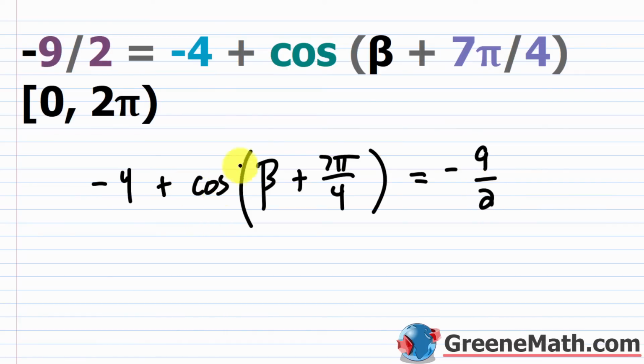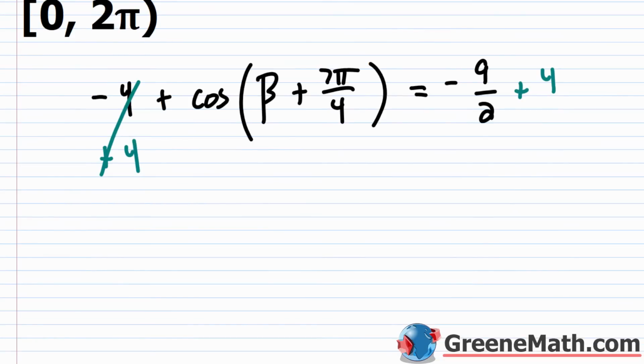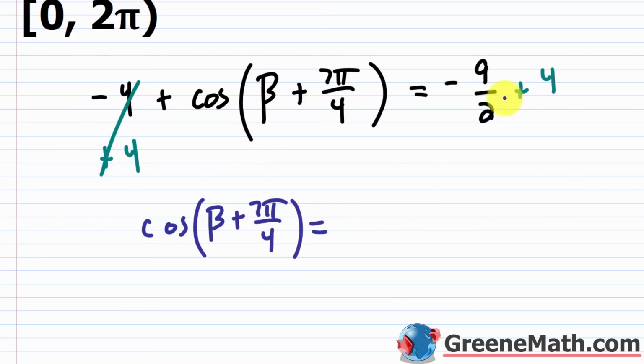Now, if I want cosine of beta plus 7 pi over 4 on one side by itself, I've got to get rid of this negative 4 that I'm adding to it. So I'm going to add 4 to both sides of the equation. This will cancel, and on the left, I have what I want: the cosine of beta plus 7 pi over 4. And this equals, over here I would get a common denominator. So let's write 4 as 8 over 2, multiplying by 2 over 2 to do that. So again, this would be 8 over 2.